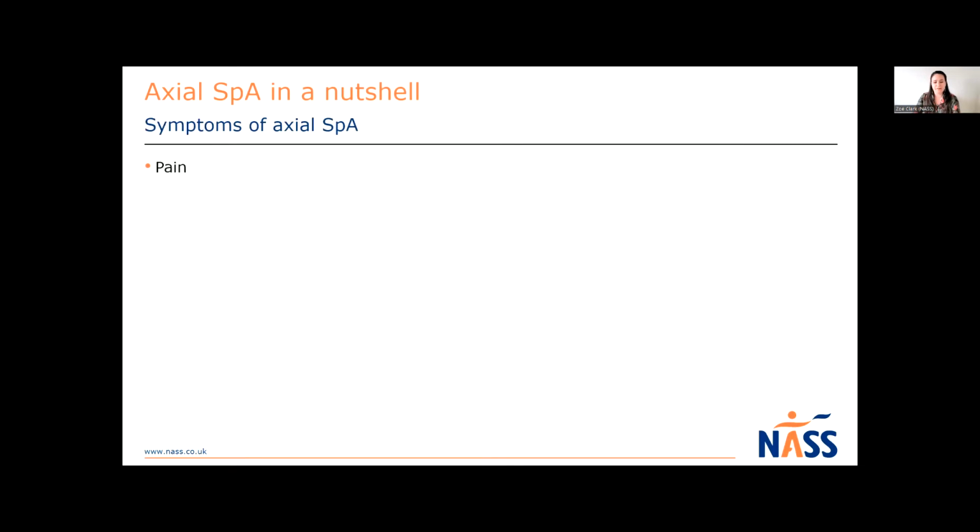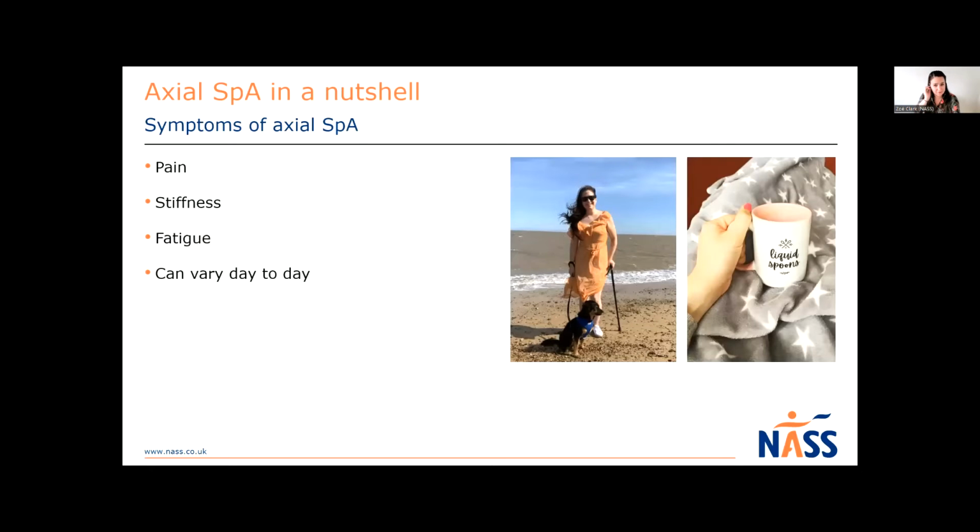There are many different symptoms of axial SpA and it affects every person differently, but the main symptoms are pain in joints and muscle stiffness, fatigue. This is an overwhelming feeling of exhaustion. It can be physical, but many people with axial SpA also experience mental fatigue, also known as brain fog. Importantly, with axial SpA, the symptoms can vary day to day or even hour to hour. As you can see from these photos of me, you may wake up one day and be able to go for a walk on the beach, whereas another day you might wake up and only be able to rest under a blanket, really restricted because of your pain and fatigue.